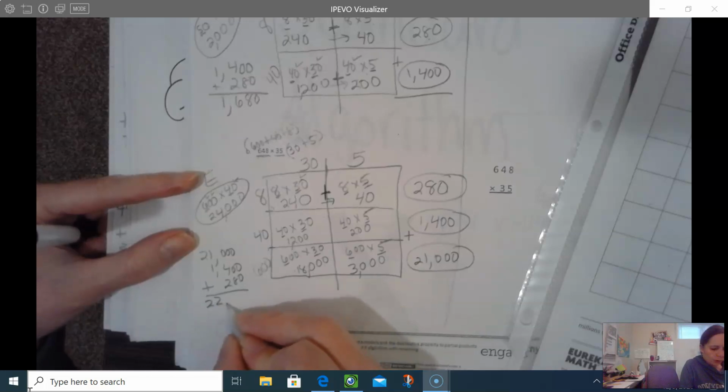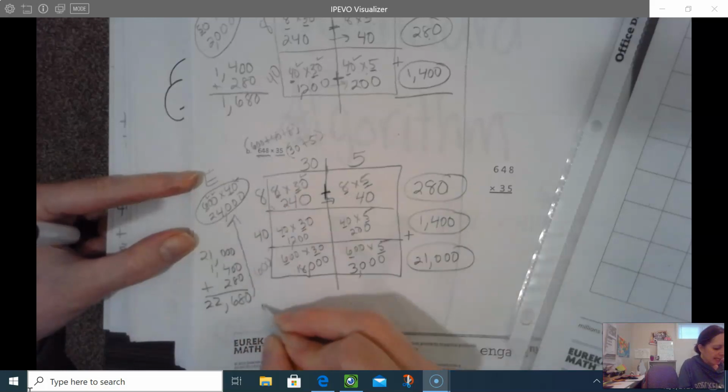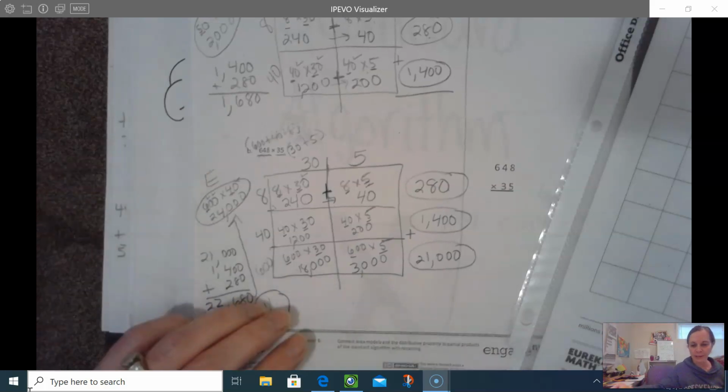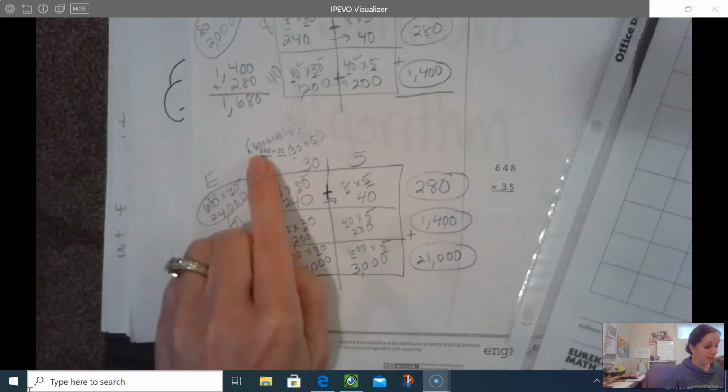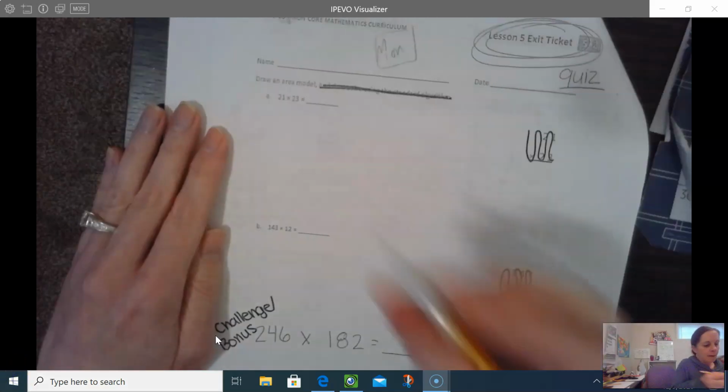My end answer, 22,680, and then I'm going to compare that to my estimated answer, and yes indeed, it does seem like a reasonable answer. Nice job on that 3 by 2 multiplication. Turn to the next page, please.